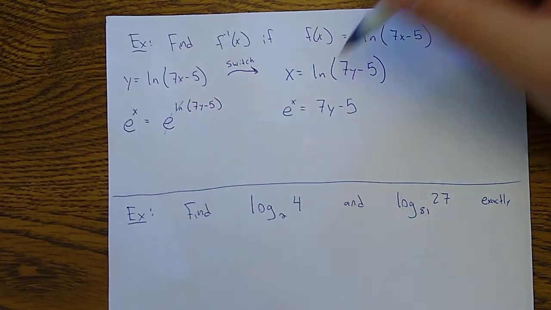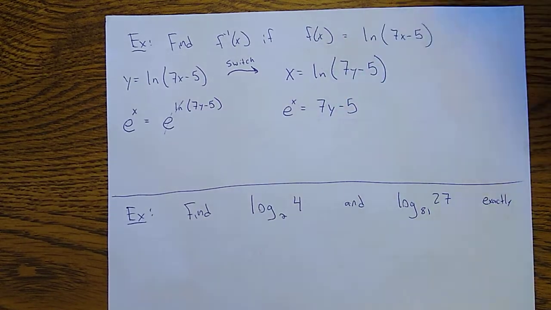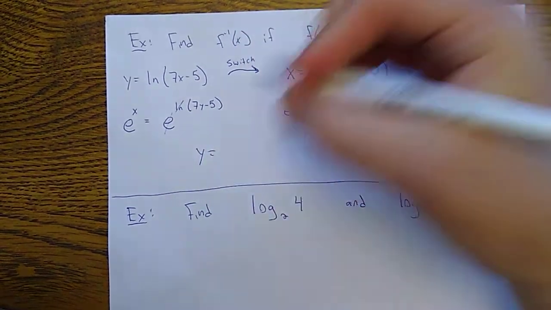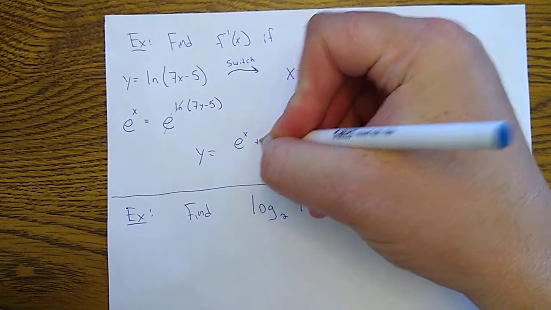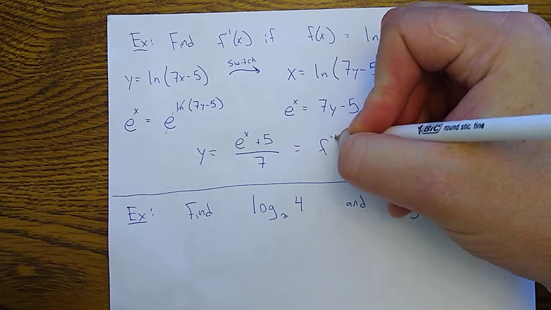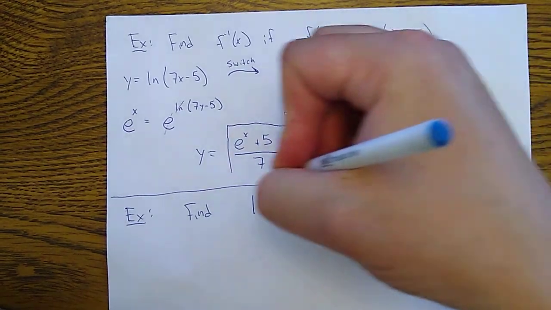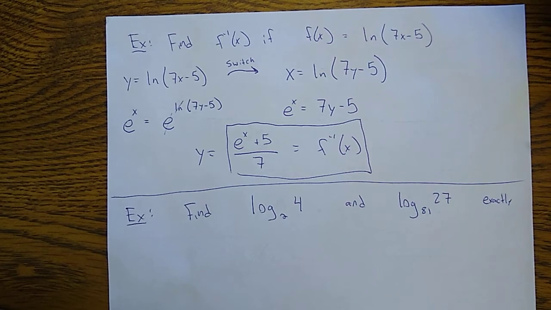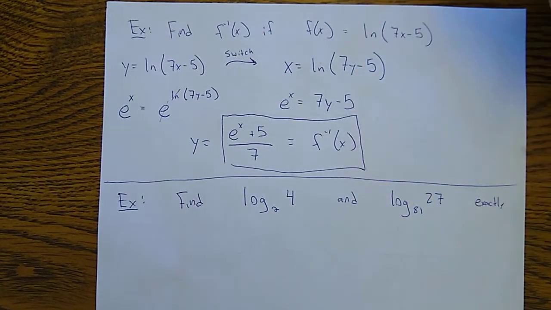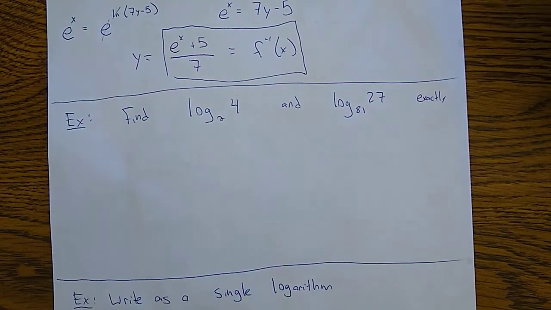And now the hard part's over. Solving for y is easy from here. I'm just going to add 5 and divide by 7. And that's the inverse function. Okay. Yeah, why don't I do more?